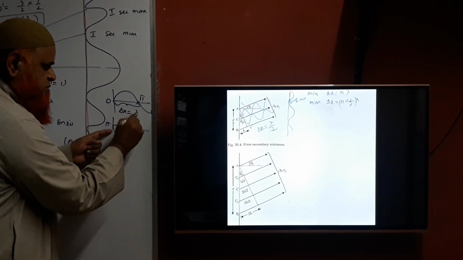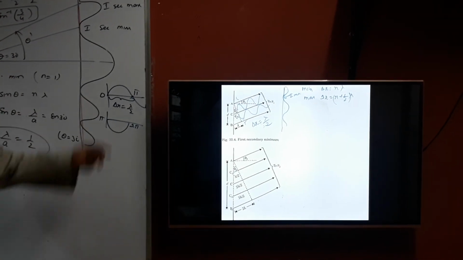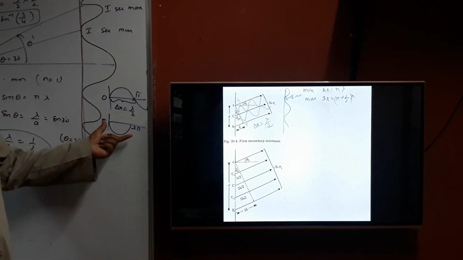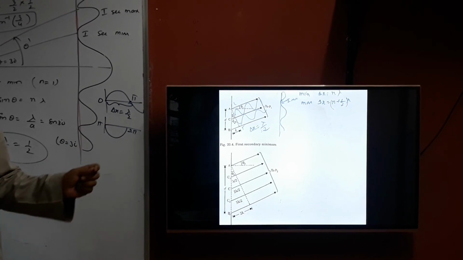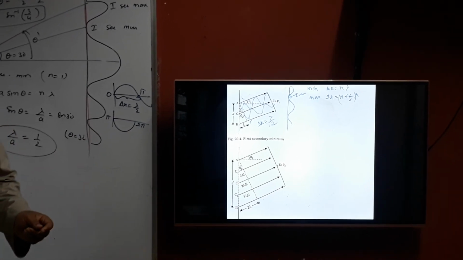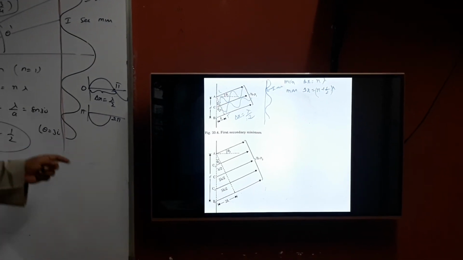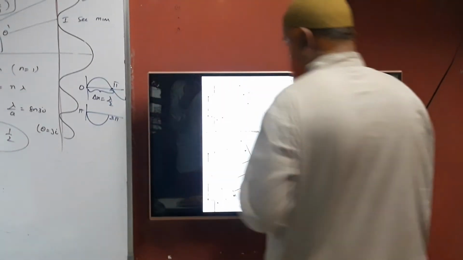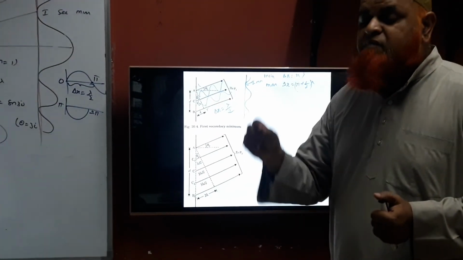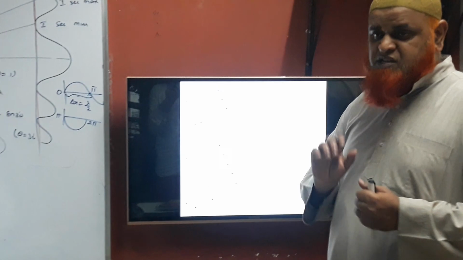Path difference is going to be half of the wavelength. The upper wave and lower wave have a path difference of lambda by 2, half of the wavelength. I think you understood. So here, if you observe why minima is formed, further explanation is there.